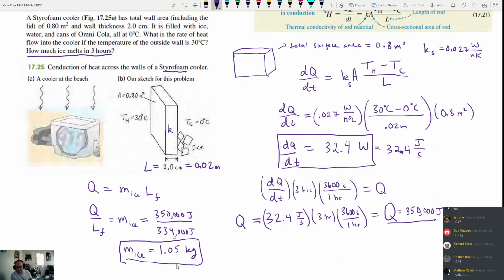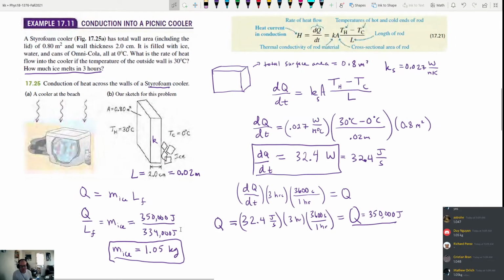So let's think about what we did here. We looked at a problem where there was a styrofoam cooler with ice cubes in it, and it's closed. You have a cooler and it's got your colas and all your ice. The cooler is not a perfect insulator. It does have heat exchange with its environment. It's just that heat exchange is extremely slow.